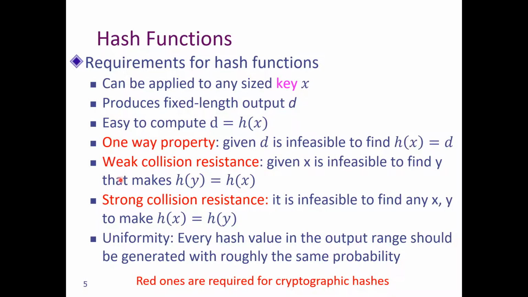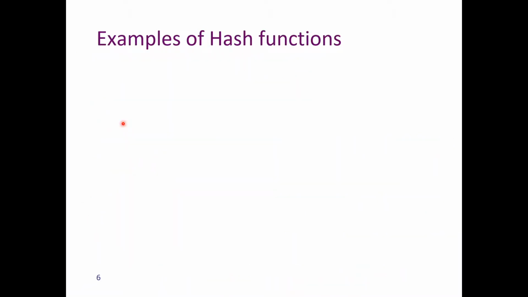And the red ones, like one-way property, weak collision resistance, strong collision resistance, are required for cryptographic hashes. Okay, we will talk about cryptographic hashes later. Now let's just assume if we don't talk about cryptographic hashes, we may not require those three. But we do require the others, like uniformity, like ease to compute.